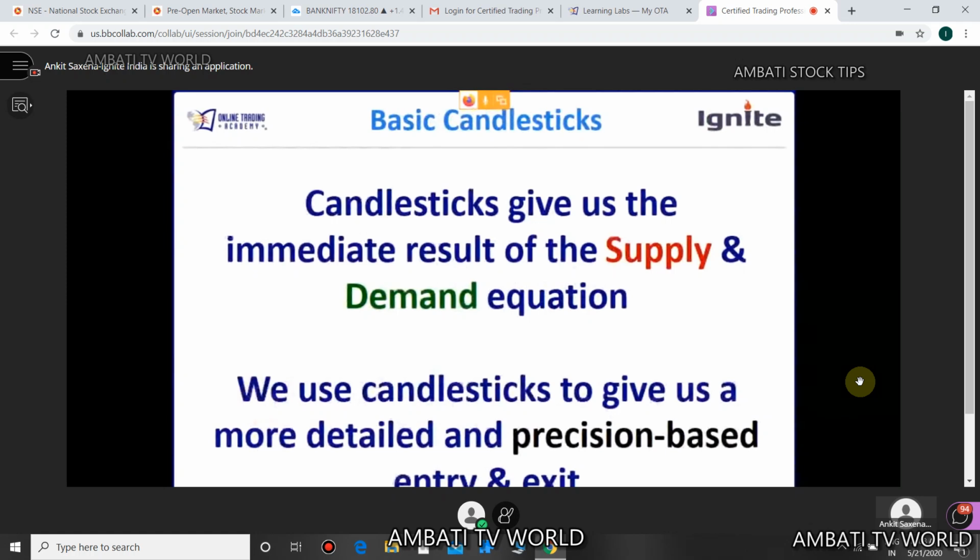Now, candlesticks give us the immediate result of the supply and demand equation. Yes, because when we see candlesticks, now guys, there are other types of charts as well.